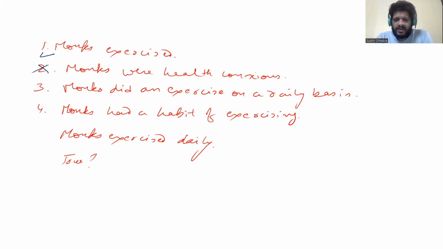The third one is wrong. This is where I would say the knowledge of English comes into play. As in, if you see, "monks did an exercise on a daily basis" mentions the number of exercises, an exercise. That means one exercise, one type of exercise. But I have not mentioned that. I have just given you that they exercise daily. I have not stated the number of exercises they performed or whatever. So three comes out to be null.